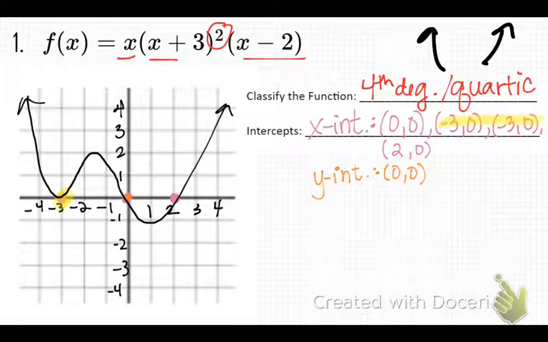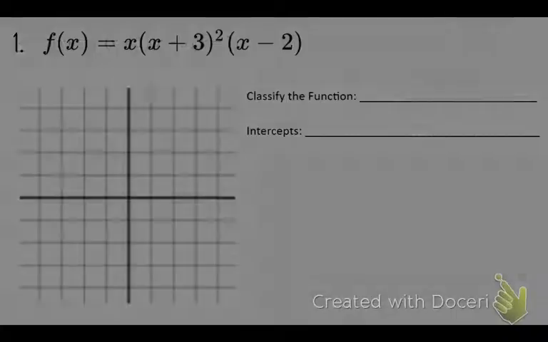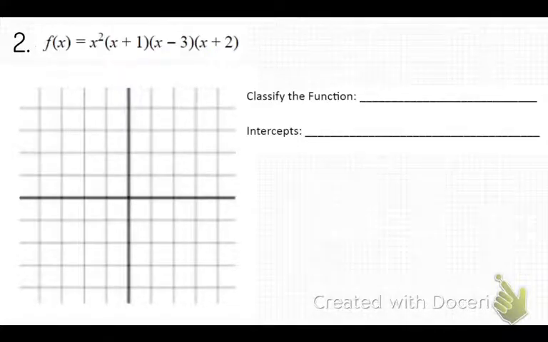Okay, ready for example 2? Okay, look at number 2. What is the degree of my polynomial for number 2? Fifth degree. Good. And what do we call a fifth degree polynomial? Quintic. Good.